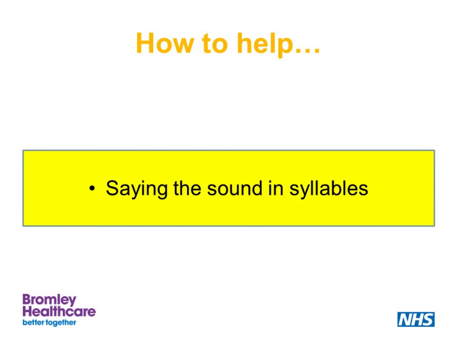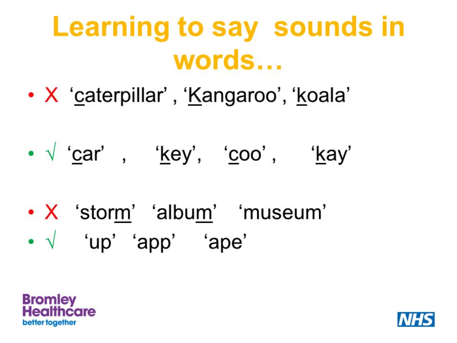For some children, especially those with developmental verbal dyspraxia, trying to use a sound in syllables can be hard. So this is a reminder to start with some easy words first, like if you're working on k, you'd start with car and key and ku and k. It doesn't matter if they're made up words, rather than starting with caterpillar and kangaroo and koala, which are going to be tricky for a child to say.